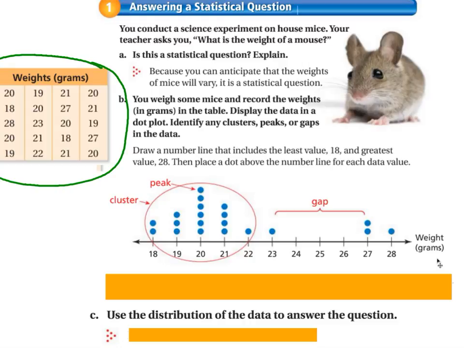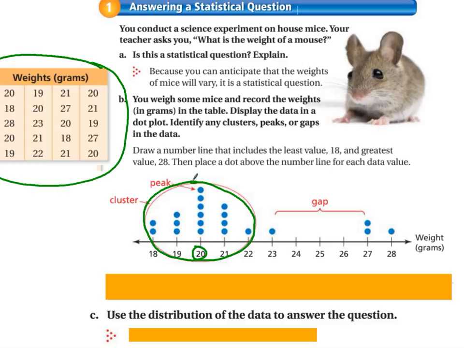I notice that there is a gap between 23 to 27. There is no data for 24, 25, or 26 grams. The peak, or where most of the data occurs more than any other location, is right here at 20 grams. The cluster, or where most of the data falls, I can see right here, is between 18 and 22.